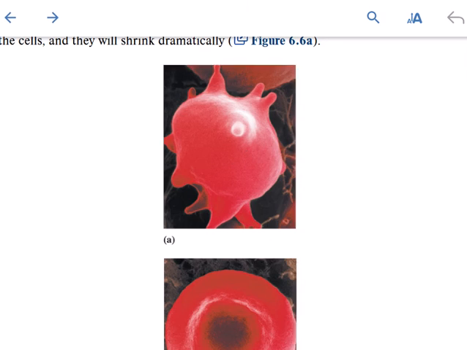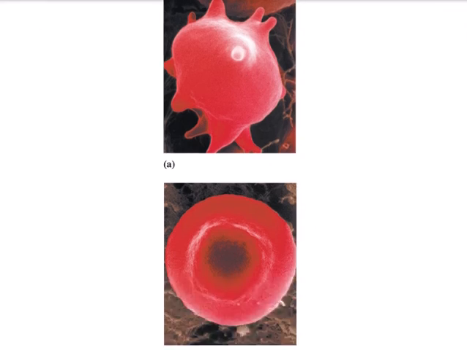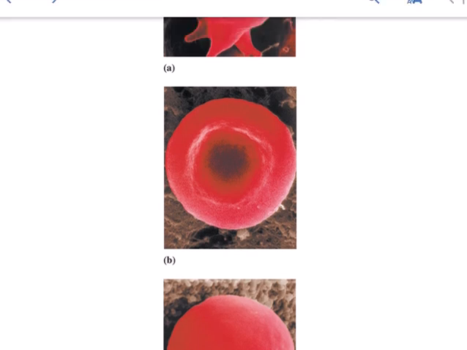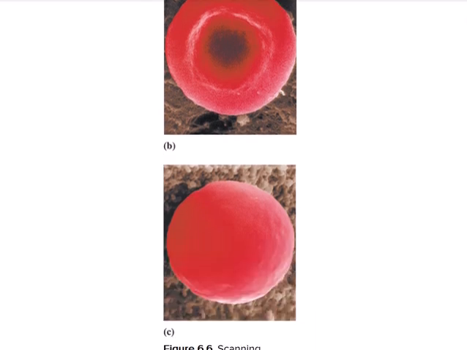But what happens if the red blood cell was placed in a solution which was more dilute than the contents of the red blood cell itself? Then the solvent from the outside would move inside and it would basically expand the red blood cell, even causing it to rupture and die.